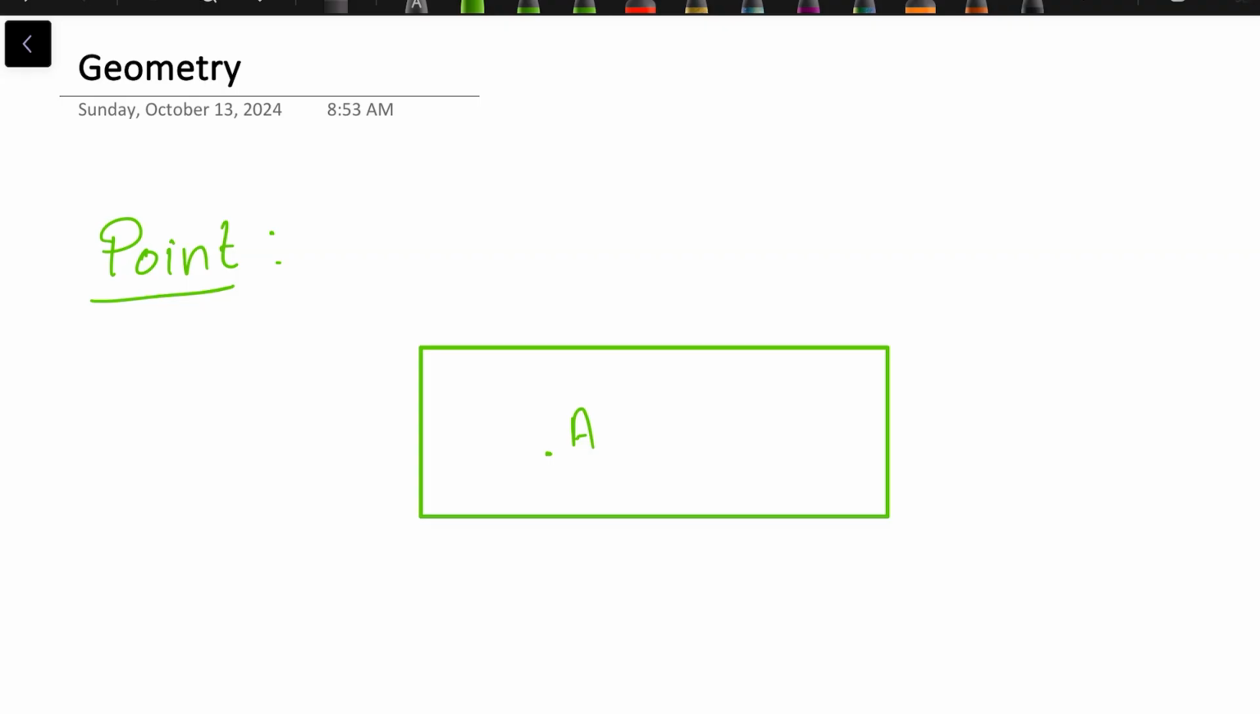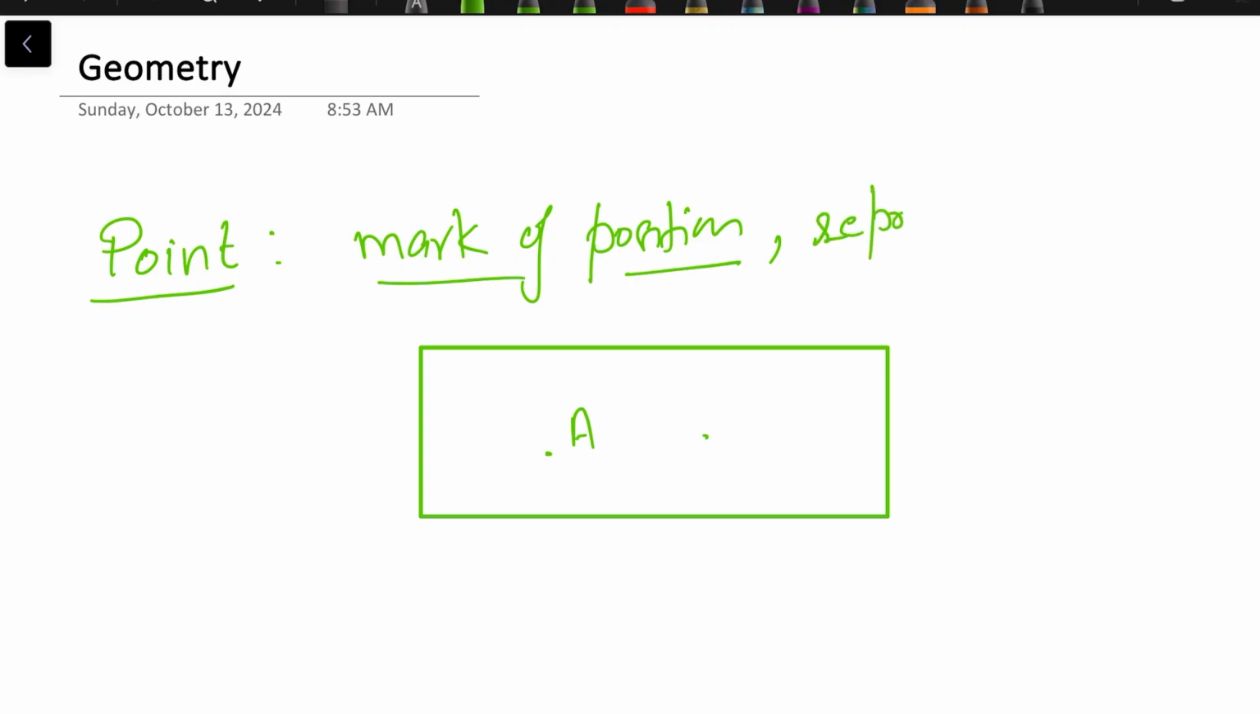So the definition of a point is a mark. This is a mark of position, represented in the form of a dot. Like this is point B, here I have C, this is D, this is E. So the dot that we represent is known as a point.